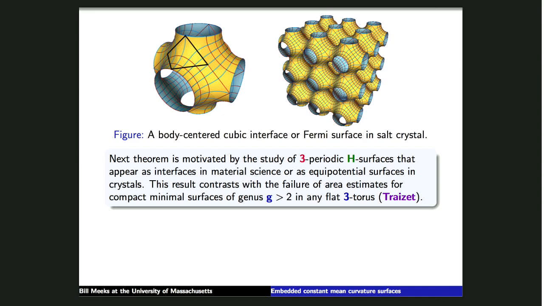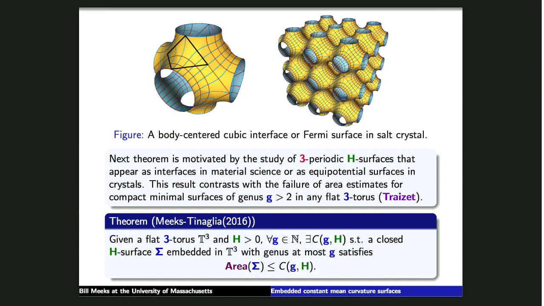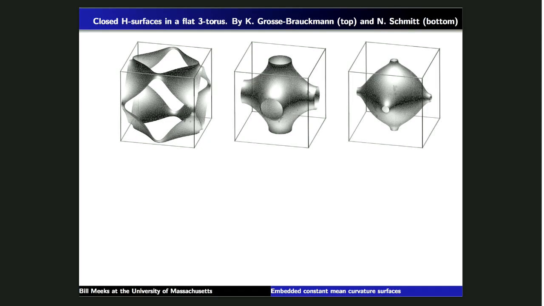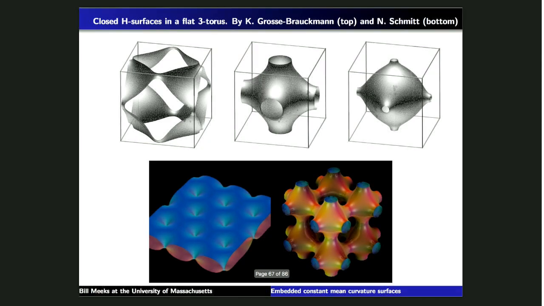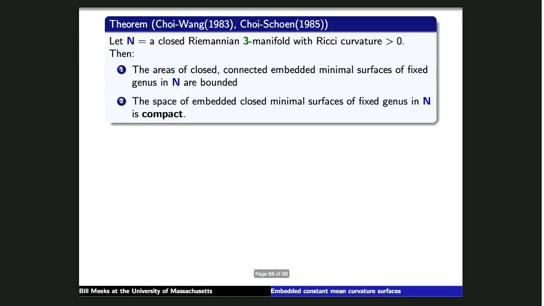Okay. So the next theorem contrasts that result. It says if you look for positive mean curvature, for every genus, you have an estimate on the area. Okay? And here's a beautiful picture, some triply periodic examples. They're all non-zero mean curvature. You can also put sort of doubly periodic ones in 3 tori. You can have things that look like this. So this will be my last slide. I'm sorry.